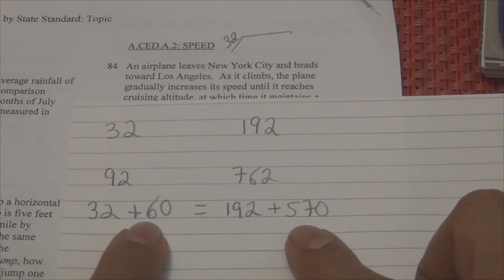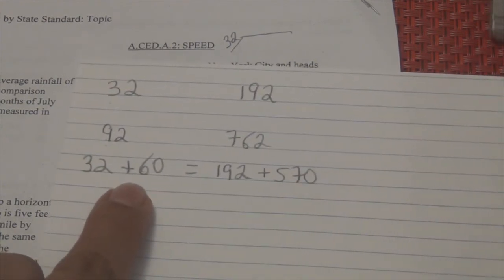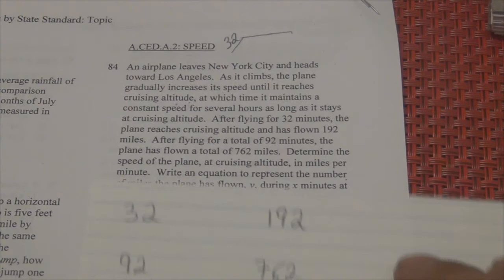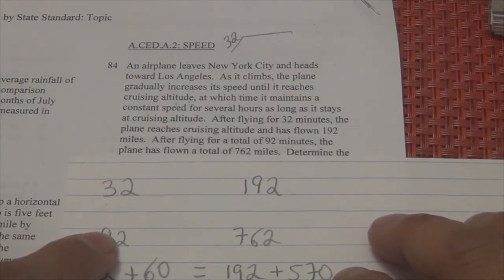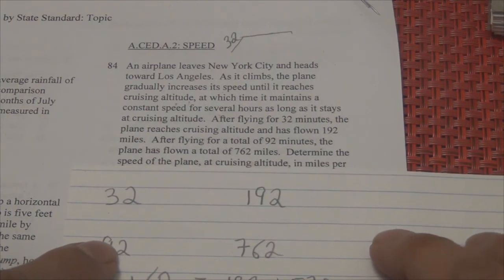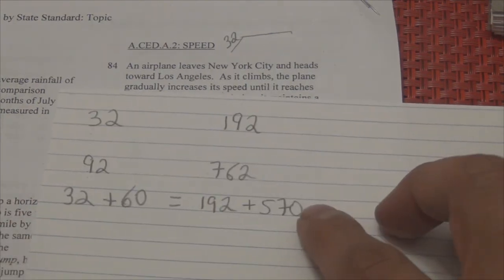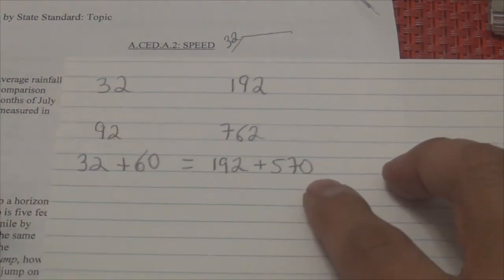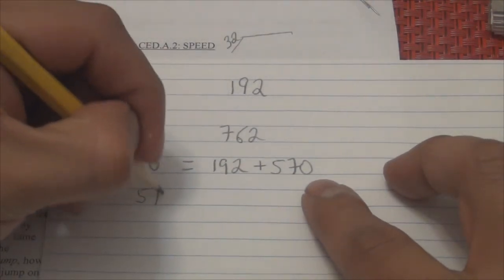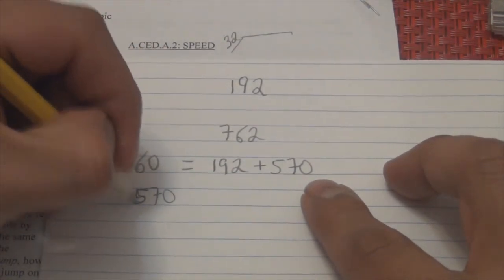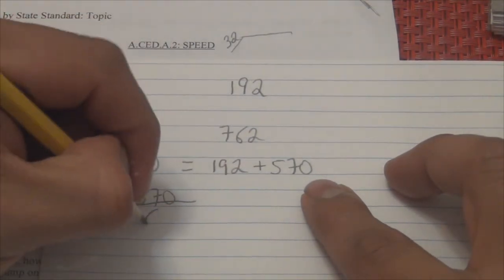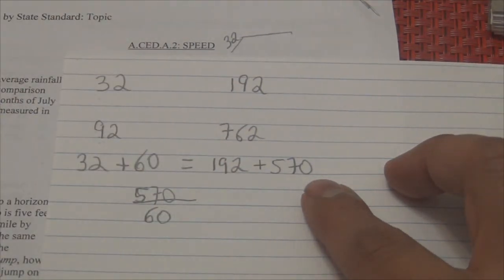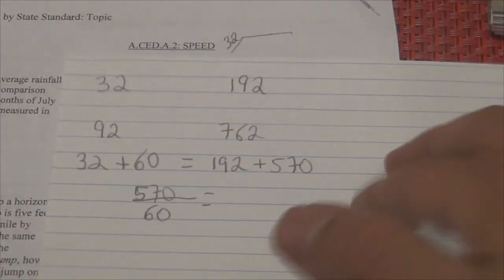So what do I need to do? Easy. Remember, what do I need to find? It says, determine the speed of the plane. Speed is miles per hour. So 570 miles of real cruising, distance over 60 minutes out of the 92. I hope you understand this. So anyways, what do I get?